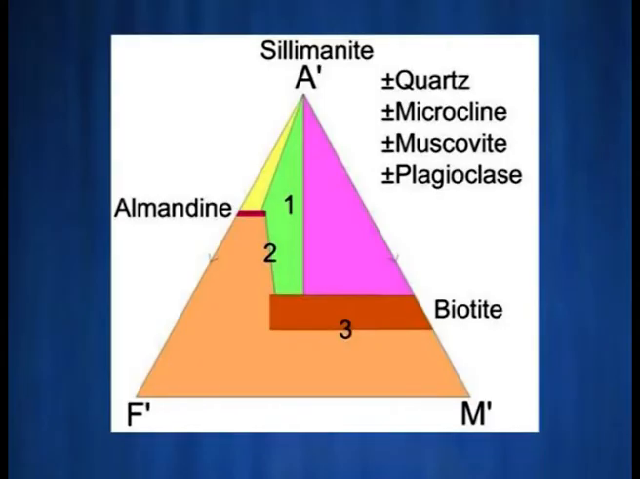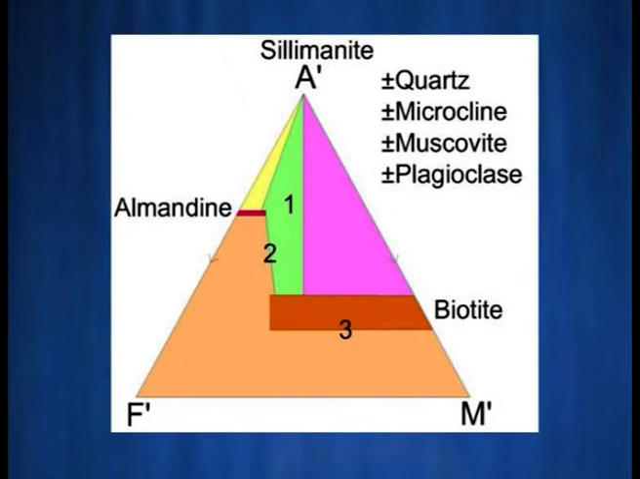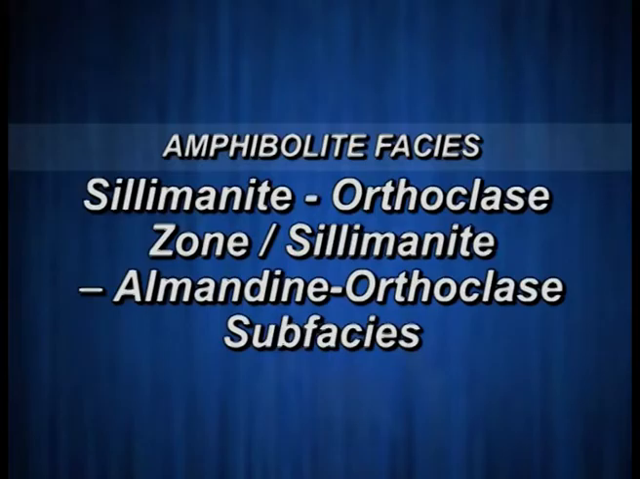The important mineral assemblages, the typical Pelitic assemblages, are number 1, sillimanite, almandine, biotite, muscovite, quartz, plus minus plagioclase. Second is your sillimanite, almandine, plagioclase, and third important assemblage is your almandine, biotite, muscovite, quartz, plagioclase.